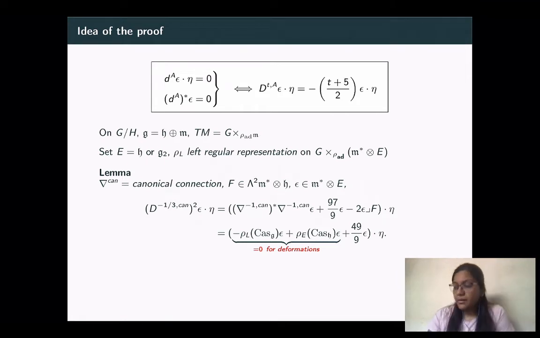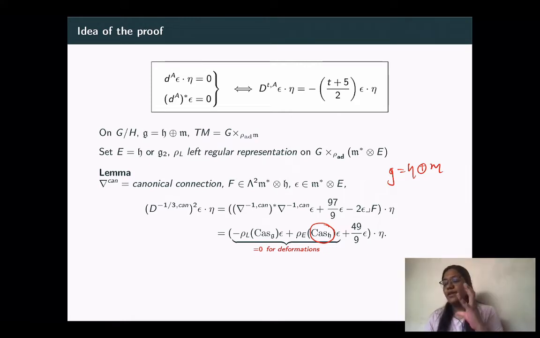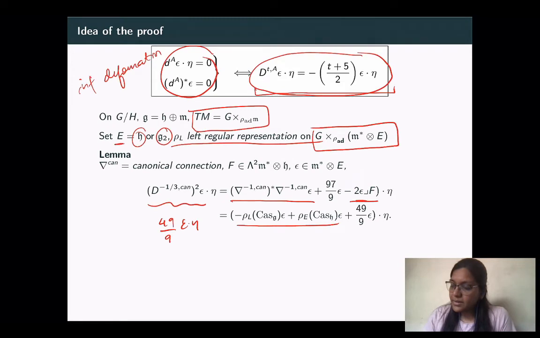And that means that for epsilon to be an infinitesimal deformation, the rho L Casimir G must be equal to rho E Casimir H. So here this Casimir H is again the Casimir of the Lie algebra of G, but we have just reduced it to the H basis. Since we can decompose G as H plus M, we have just used the H basis, the sub basis for the Lie algebra of G. So this is the condition.